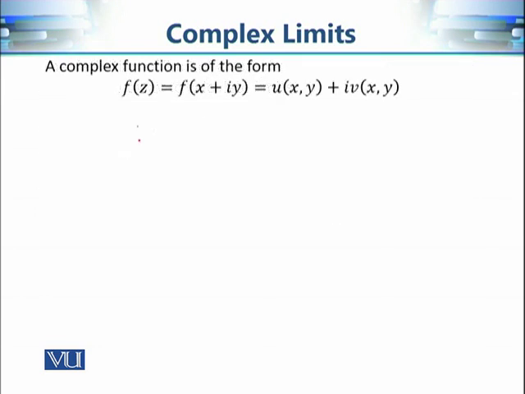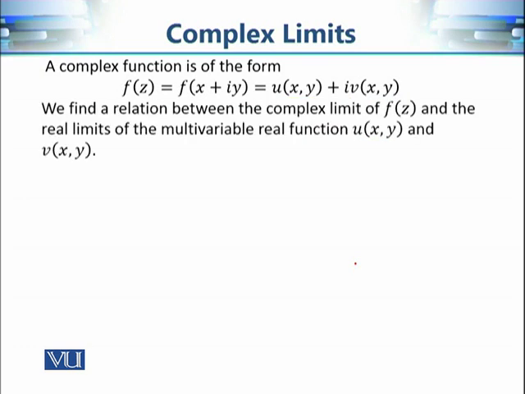Now we know that a complex valued function can be written in the following form: u of x,y plus i times v of x,y. Now this u of x,y is a real valued function and this v of x,y is another real valued function, but these two functions are functions of two variables x and y. Now we want to find the relation between the limit of this complex valued function f of z and the limits of these two multivariable functions, because there are two variables, so these are multivariable real valued functions.